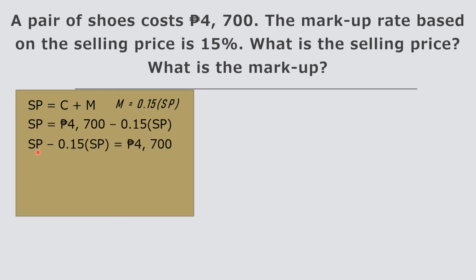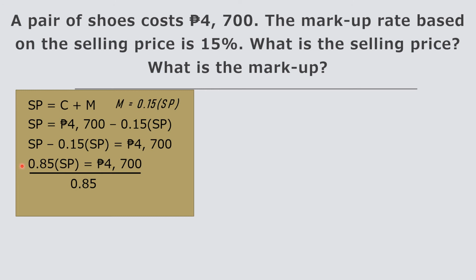So we will be having selling price minus 0.15 times the selling price is equal to 4,700 pesos. Then subtract the two. You will have 0.85 times the selling price is equal to 4,700. Now, our task here is to solve for the value of the selling price. So therefore, we'll have to divide the whole equation by the number beside the selling price, and that is 0.85.